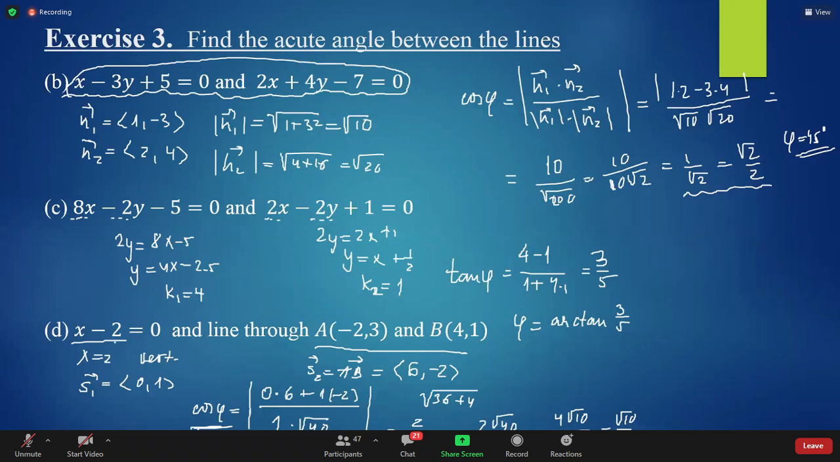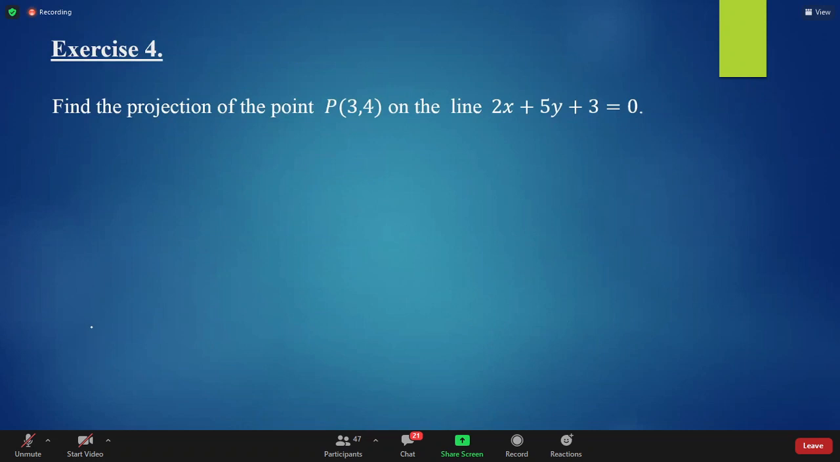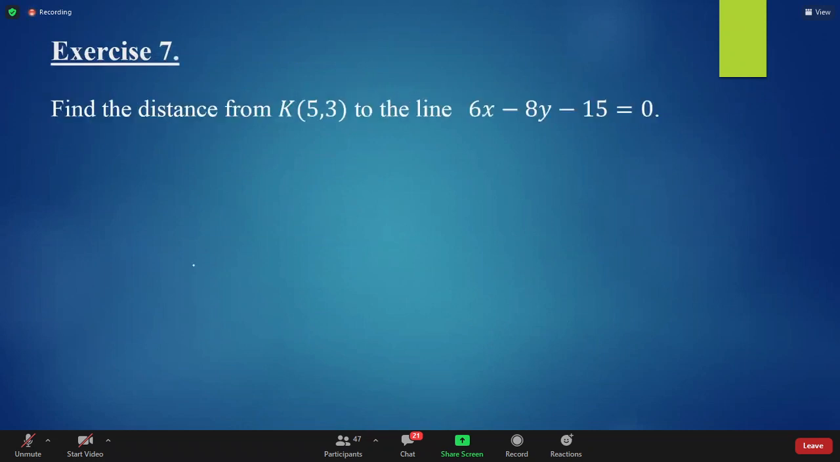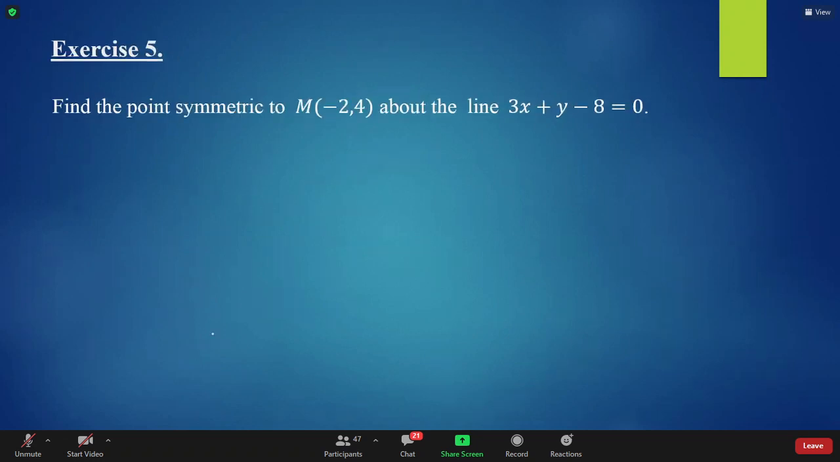Next, projection, symmetric projection, distance. Okay, I will do this because we don't have much time remaining. Symmetric, because that involves everything. So I will also find the projection. So we will find also the projection of M. And if you want, we can find also the distance from the point to the line.